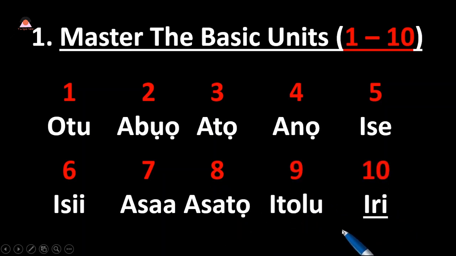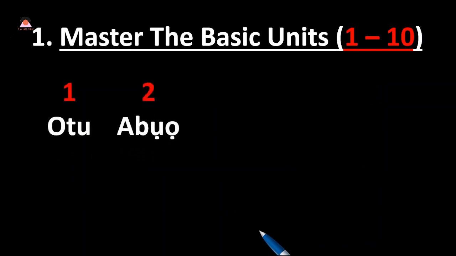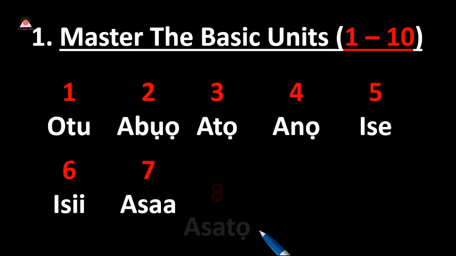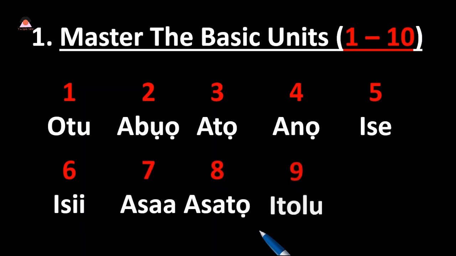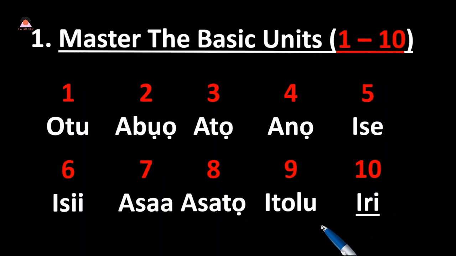10, Iri. Now we're going to move very, very fast. So join me as we count it very fast. 1, Otu. 2, Abuo. Ato. Ano. Ise. Isi. Asa. Asato. Itolu. Iri. I underline Iri because it's a milestone, and this number 10 will come in multiples as we move down to 100. So bear that in mind.